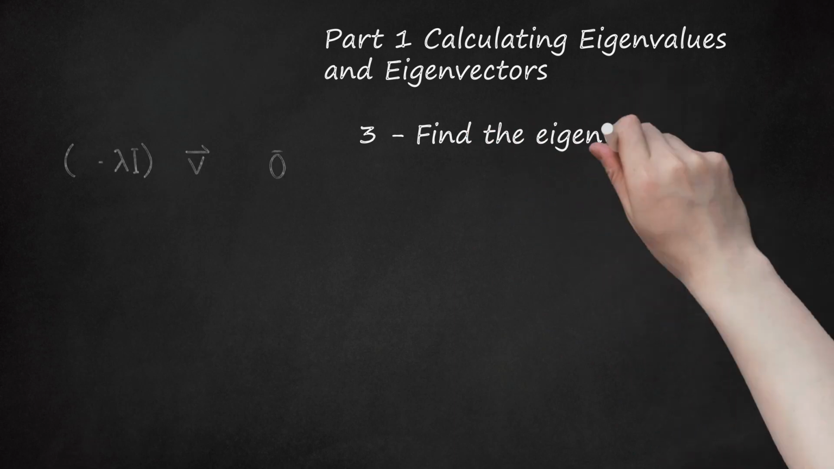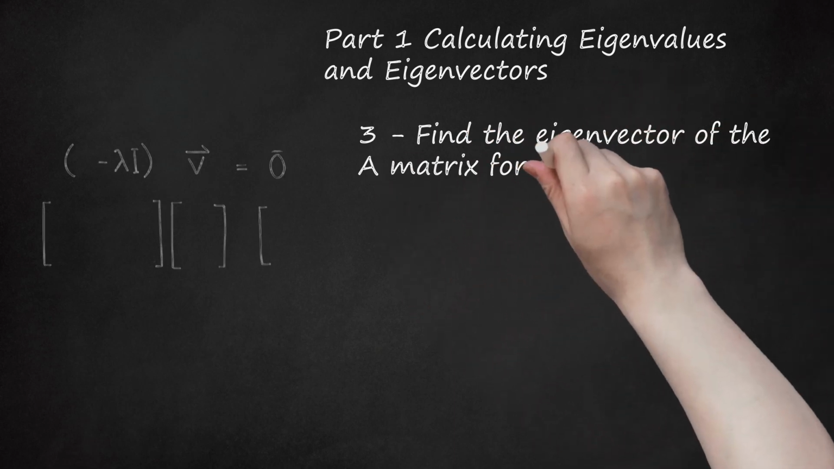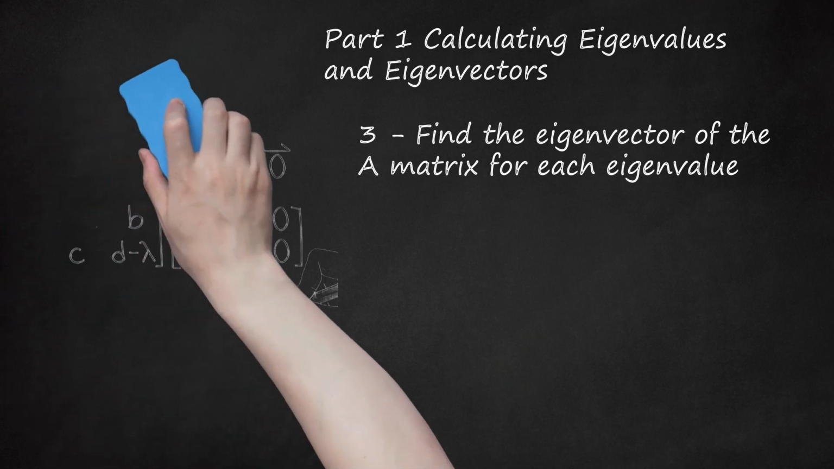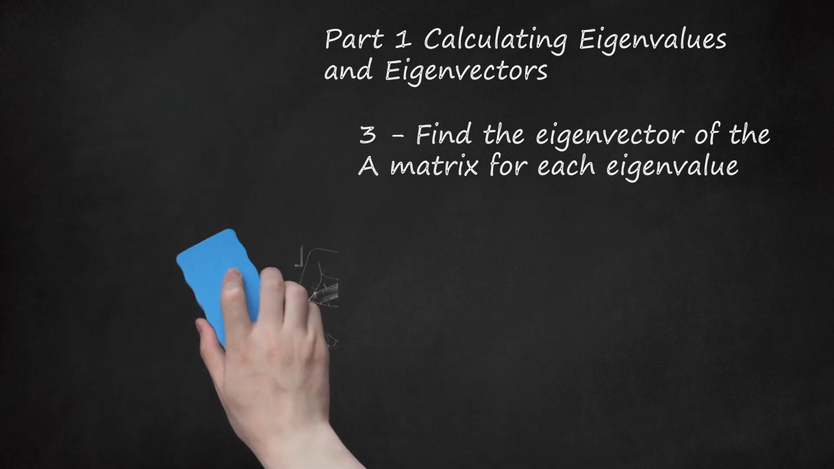3. Find the eigenvector of the A matrix for each eigenvalue. For a system of two equations, there are two eigenvectors, one for each eigenvalue. Remember to keep eigenvectors simple, because they're easier to work with.